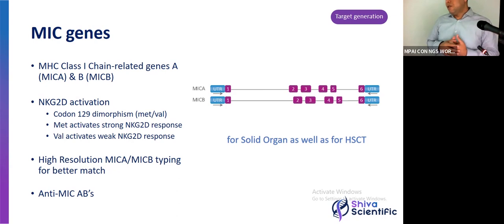And using this high resolution typing, they can find the best matched donor, maybe for solid organ as well as for hematopoietic stem cell transplant. For solid organ, there's also utility. If you're monitoring an antibody for MICA or MICB, you should have the typing of MICA, MICB for the donor. Then only you can say it's a donor-specific antibody. So NGS is offering 3 solution factors. First is the NKG2D activation, high resolution typing with a match or mismatch between a patient and donor, and also to decipher the status of a donor-specific antibody.